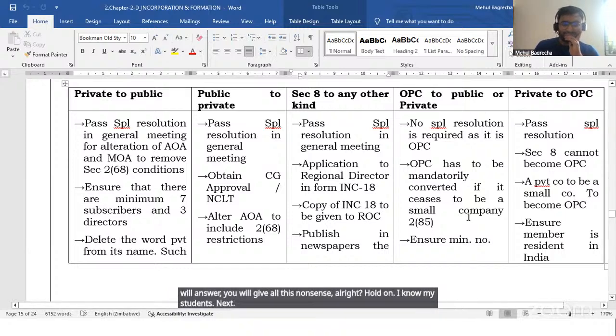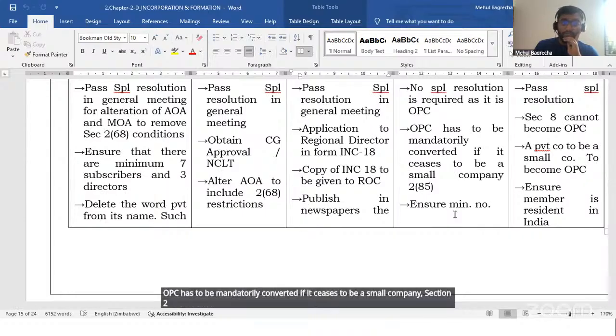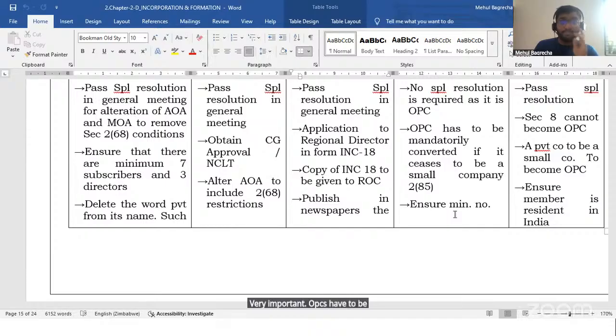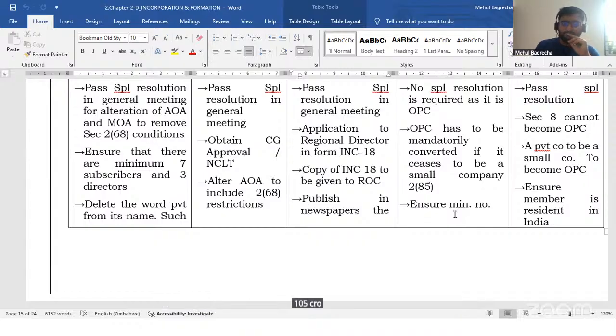Next. OPC has to be mandatorily converted if it ceases to be a small company, Section 2, Clause 85. Very important. OPCs have to be small companies, mandatory. By mistake, if you're not a small company anymore, you're not an OPC anymore. Example, I'm an OPC with a turnover of 105 crores. Am I a small company? No, sir. You're not an OPC also then.